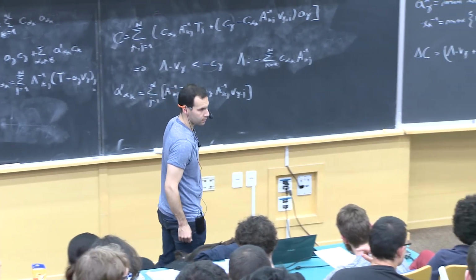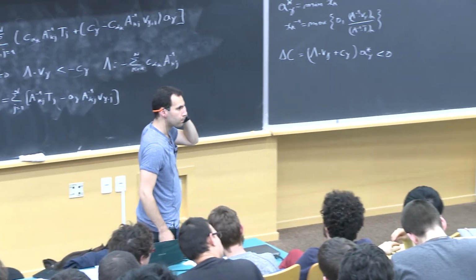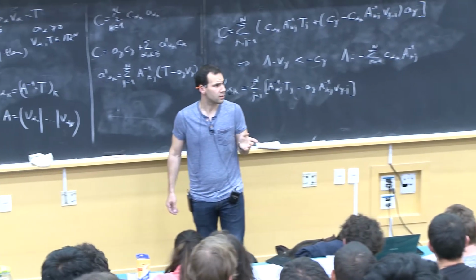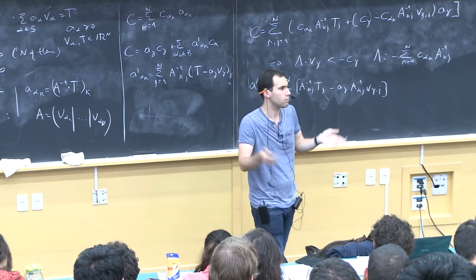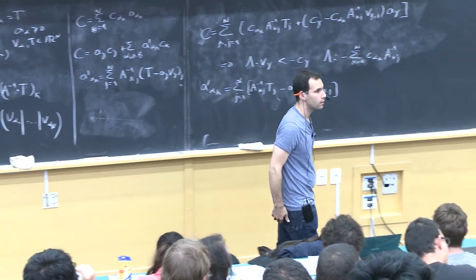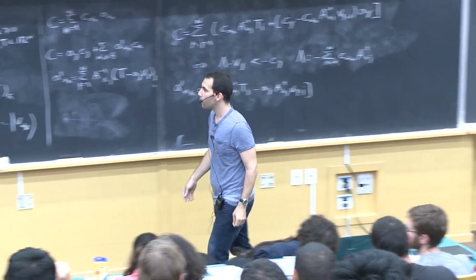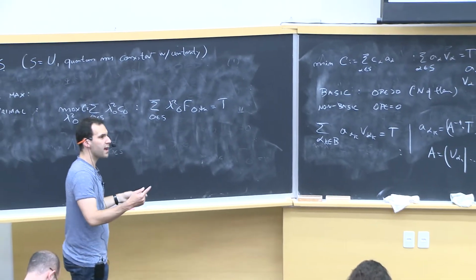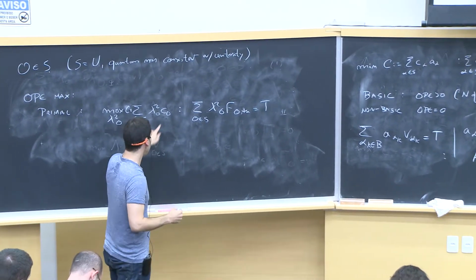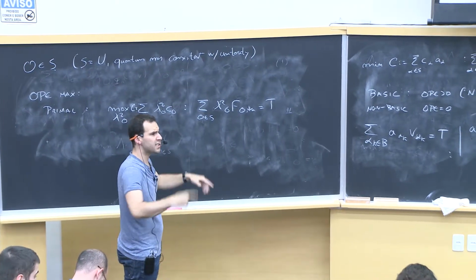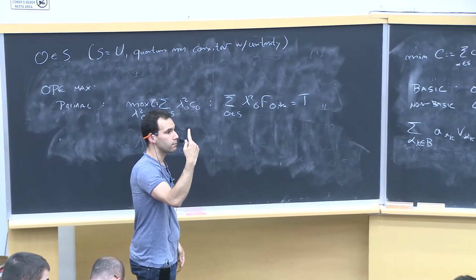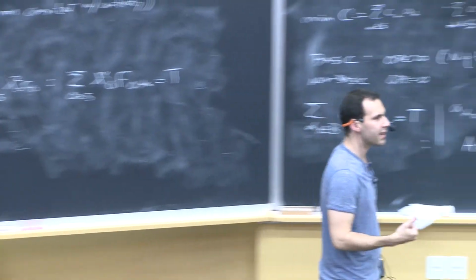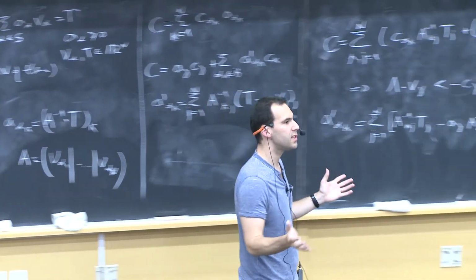Yes? How did you choose the cost function? It just has to be linear in the OPE coefficients. The C's, they can be whatever you want. You choose. Well, I told you. Suppose that you want to maximize one OPE coefficient. Then you pick all costs to be 0 except 1. But why do I want to do that? Well, this is one way of selecting out a particular solution in the space of CFTs.